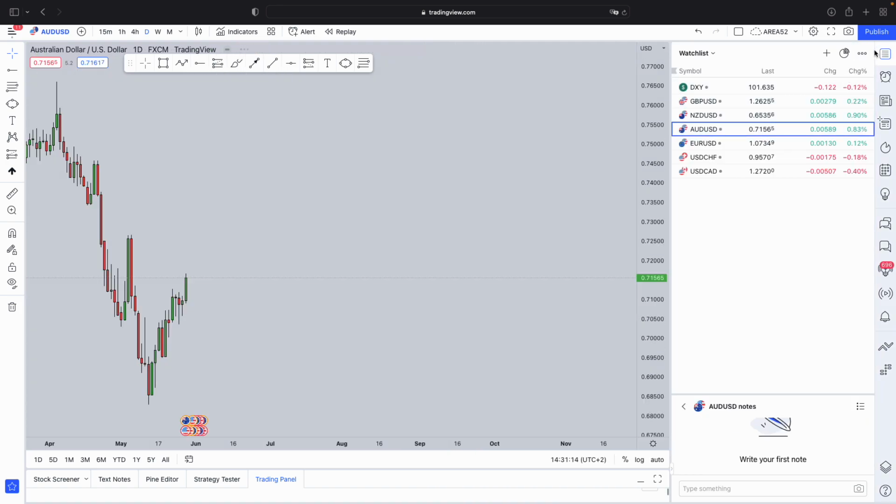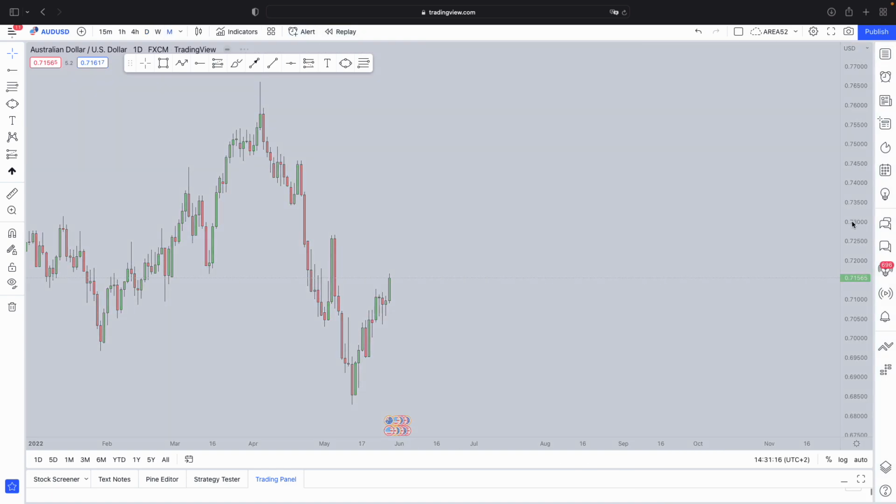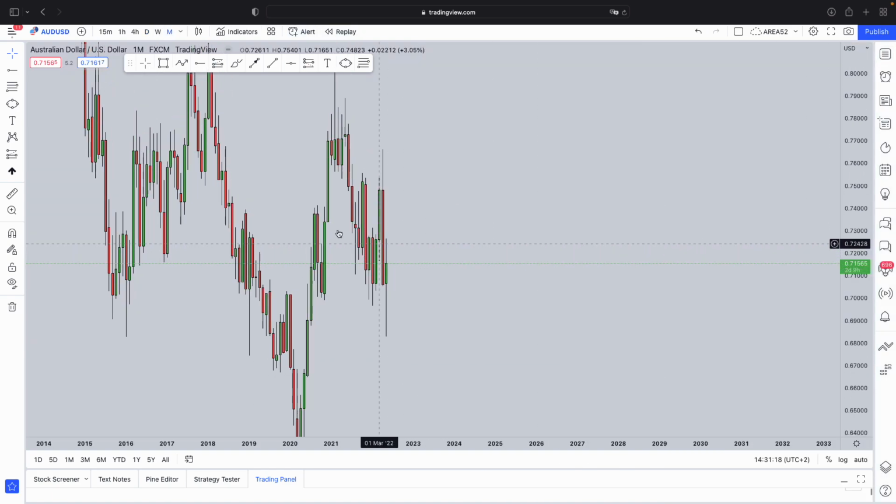Next up, we've got AUD USD. Now, starting on the monthly time frame, what do we have? Now, AUD USD, we can see on the monthly time frame, this level over here acted as support.